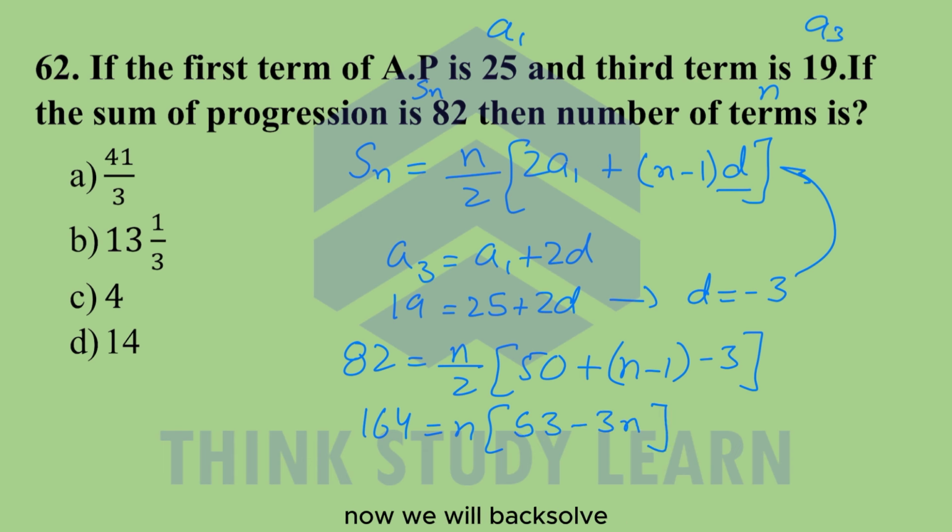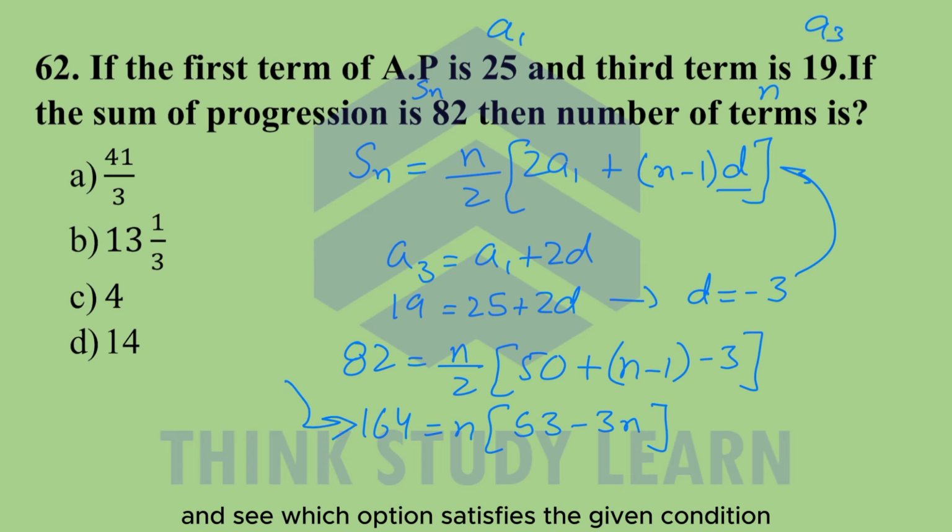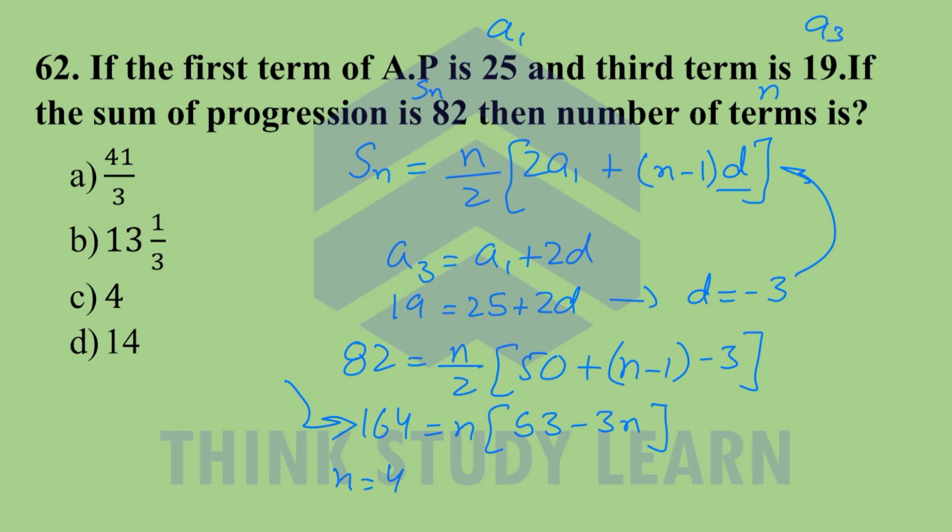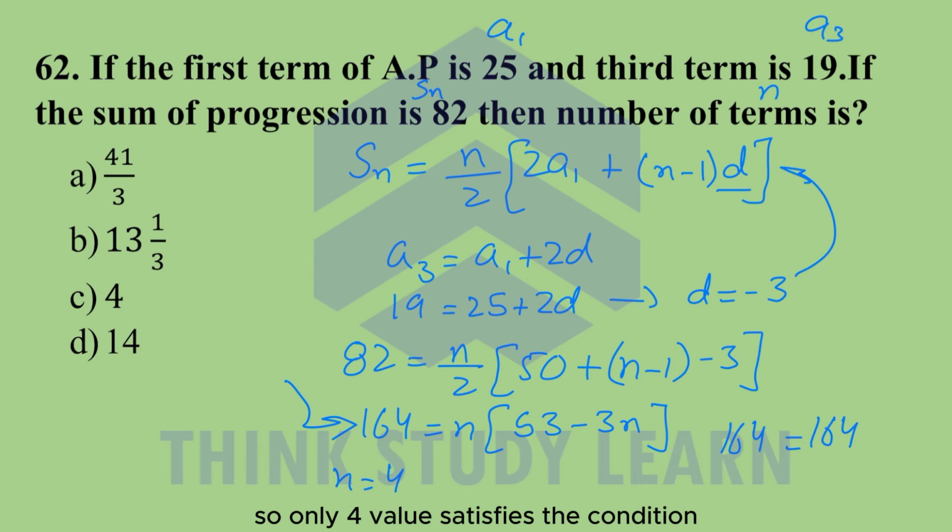Now we will back solve. We will put the values from the options and see which option satisfies the given condition. When we put the value n is equal to 4, 164 will be equal to 164. So only the value 4 satisfies the condition. C option will be the right answer.